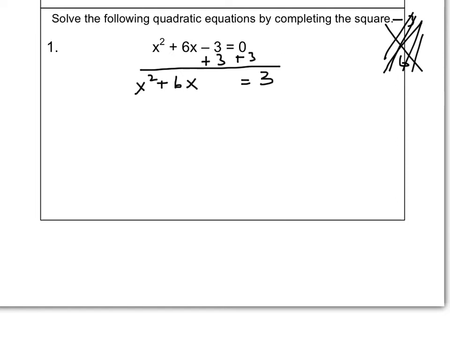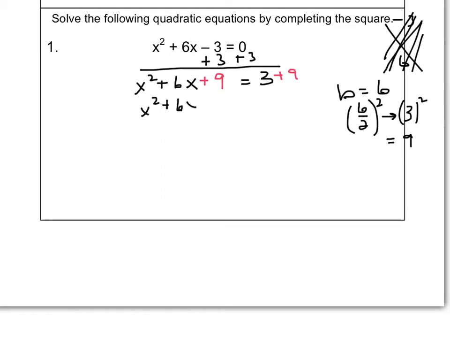So we identify what b is. Do exactly what we just did before. b is 6. So I need to take 6 divided by 2 and square it. Well, 6 divided by 2 is 3. 3 squared is 9. So the number that I'm going to add is a 9 there on the left side of the equation. Well, if I add a 9 on the left side, to keep it balanced, I have to add a 9 on the right. So I now have x squared plus 6x plus 9 equals 12.